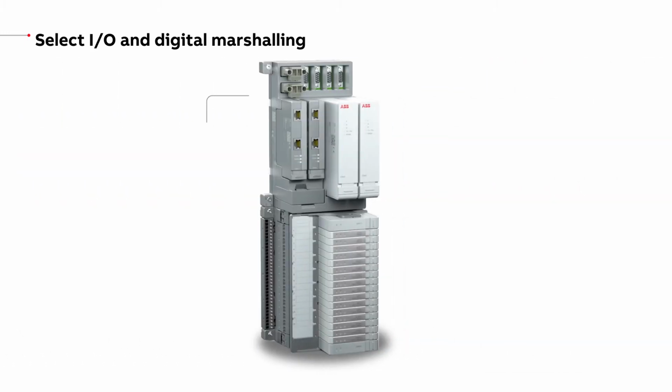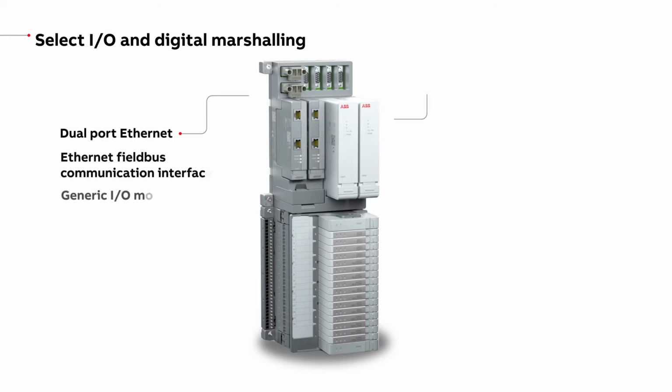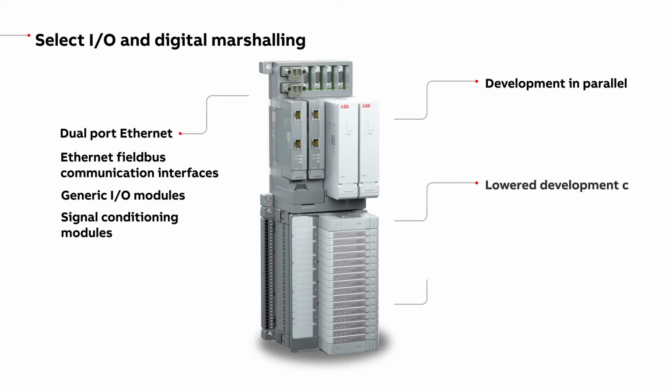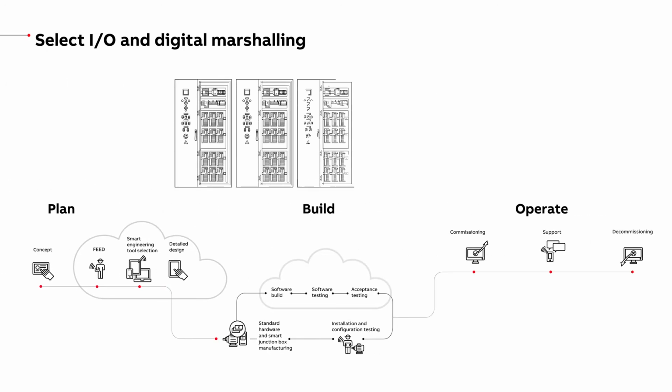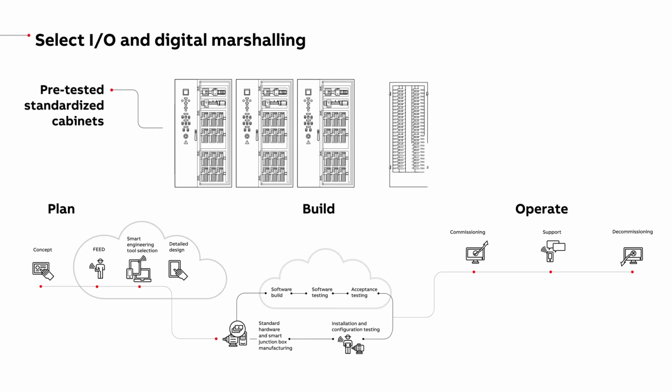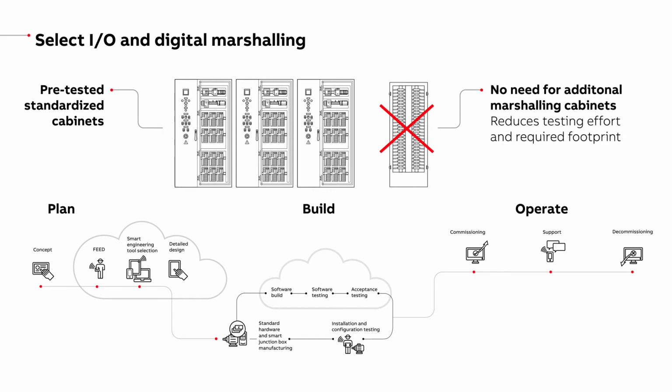This decouples I/O hardware engineering from software design, allowing both to happen in parallel, lowering development costs and shortening the delivery schedule. And separating the I/O hardware from the process controllers minimizes the amount of rework through late changes in the project. It also allows for pre-tested, standardized cabinets that can be wired directly without the need for additional marshalling cabinets.